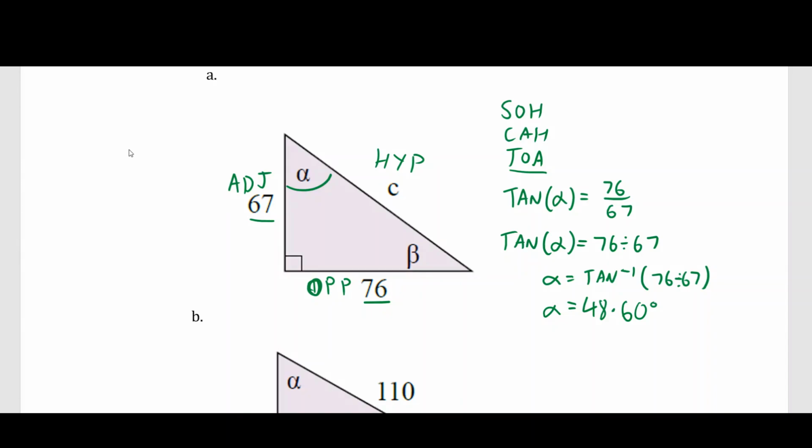48.60 degrees. Now inside a triangle, all these angles add up to 180. So we know this one here is now 48.6 degrees. So we can now add them up: 180, take 48.6, take 90, because that angle in there is 90 degrees. That will give us beta. Beta equals 180, take 48.6, take 90, is 41.4.